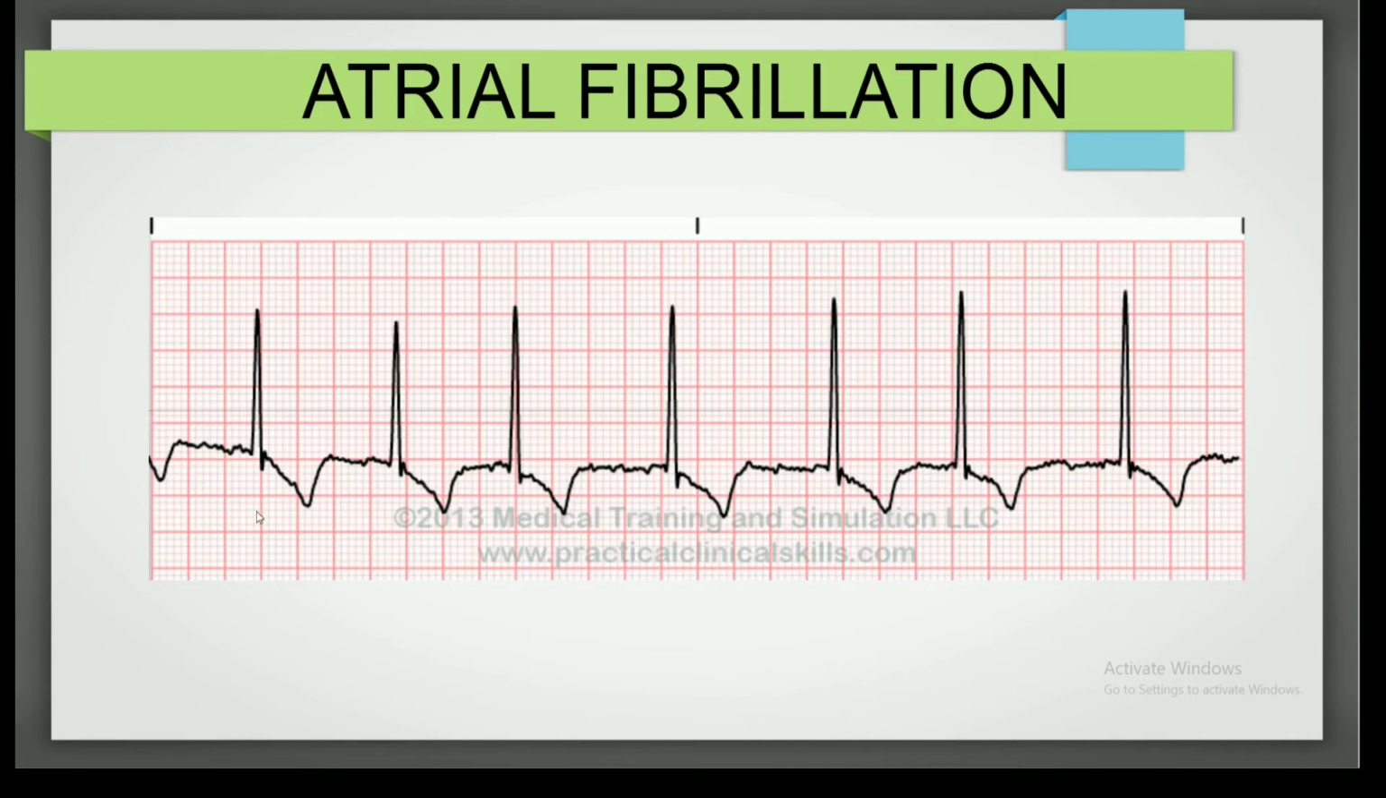Then atrial fibrillation. You can see here there is no P wave. We cannot recognize the P wave. How is it formed? In the atria, the sinoatrial node or SA node normally originates the electrical impulses, but when atrial fibrillation occurs, the sinoatrial node cannot generate the electrical impulse. Apart from the SA node, another ectopic foci generates these electrical impulses. For this, proper atrial contraction does not occur, so a non-recognizable P wave occurs, but the QRS complex is normal. This is called atrial fibrillation.